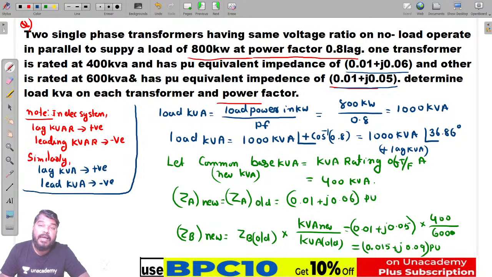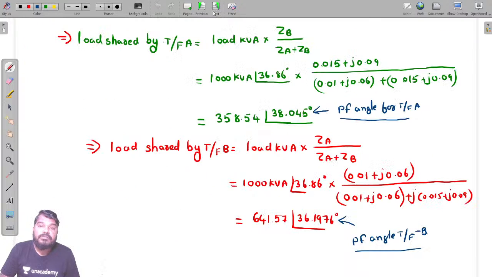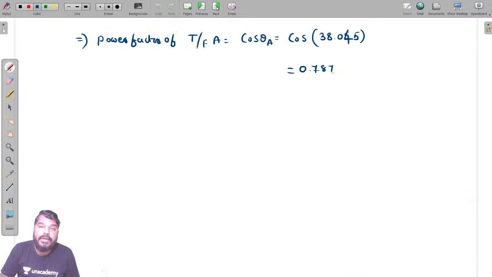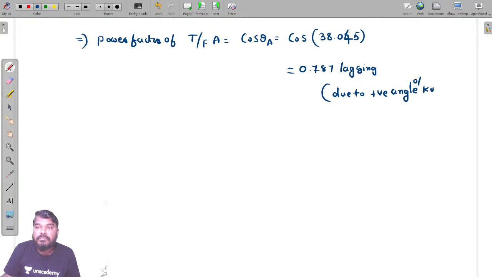Yes, both are lagging. Why do we have to take lagging? Due to the positive angle of the kVA. So this is lagging only. Why? Because of the positive angle of the kVA, that's why we have to take lagging.